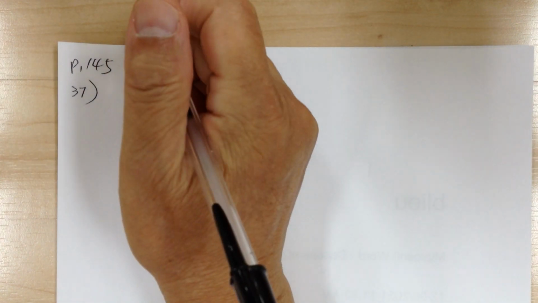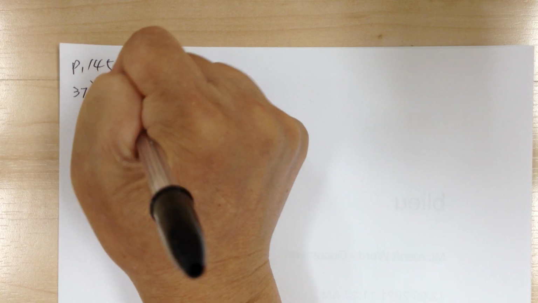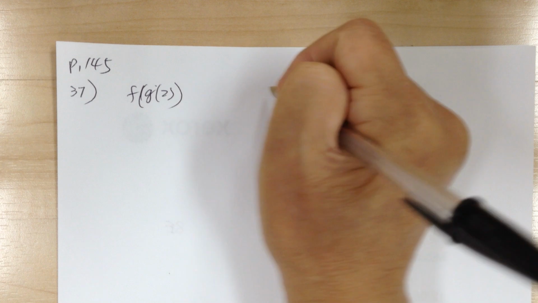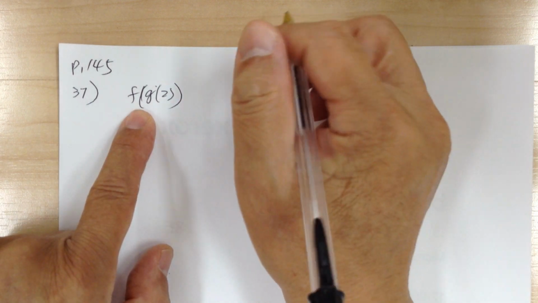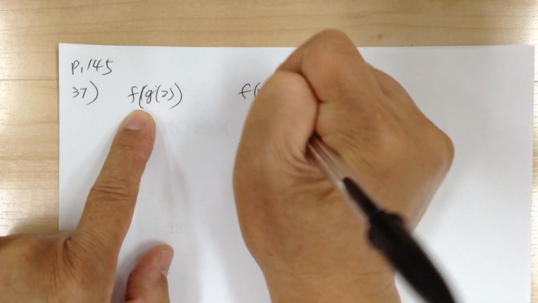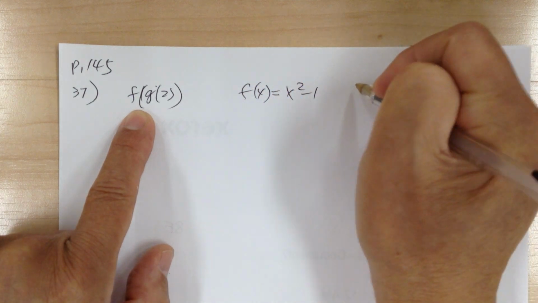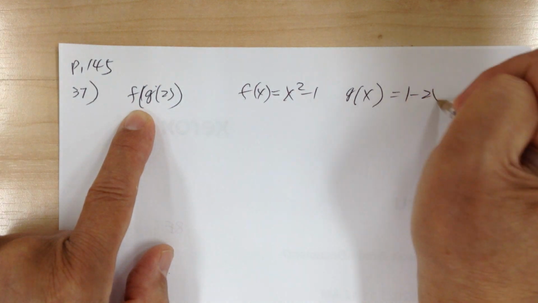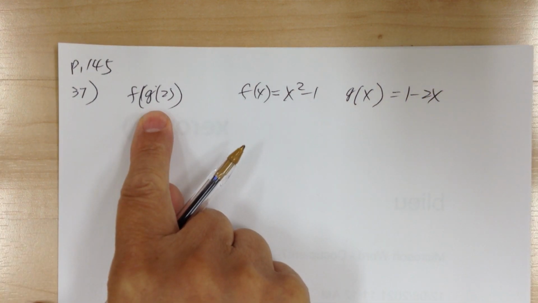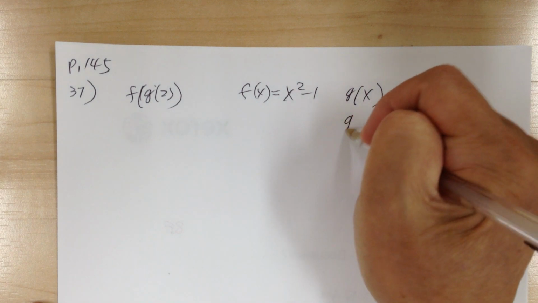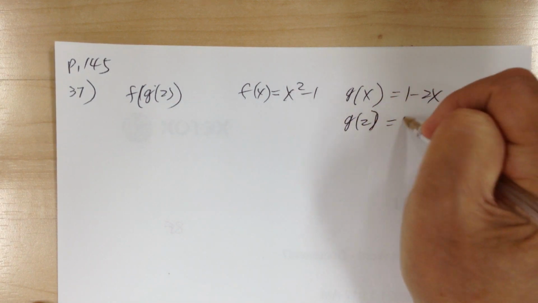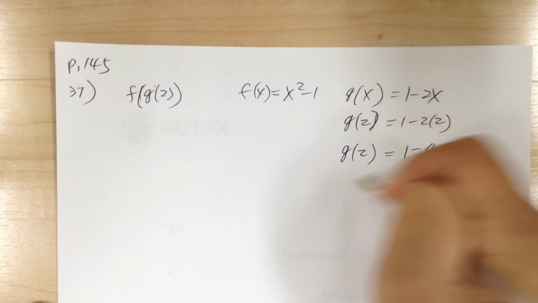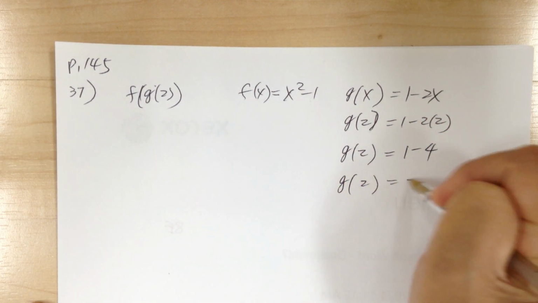Okay, number 37. Again, let's look for f of g of 2 first. Since we have f and g, we need to use the f function, and we need to get a g function. So we need to get g of 2 first, so we have to use this function. So g of 2 equals 1 minus 2 times 2. So g of 2 equals 1 minus 4. So g of 2 equals -3.